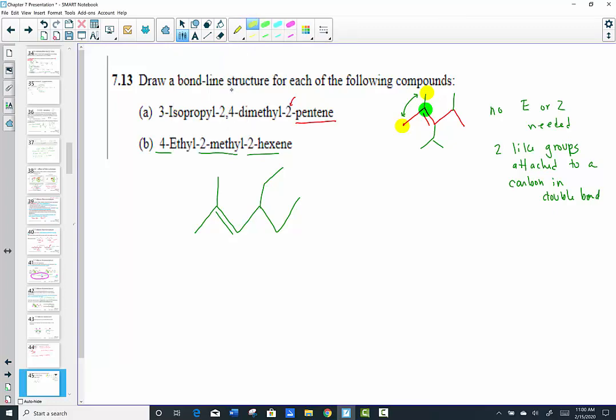Why no E or Z in this name? Again, find the carbons that are in the double bond. And do you notice that 2 of the same methyl groups are on one of those carbons? So again, since that's the same group, no E or Z is needed. You know, you're not going to create a different stereoisomer by switching 2 methyl groups. You would end with the same thing.